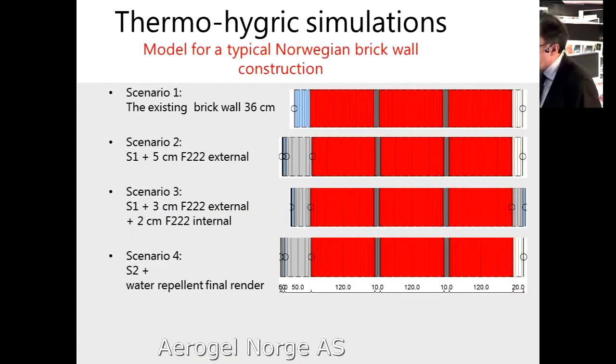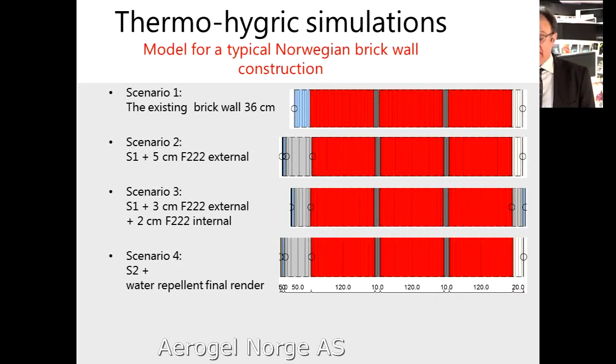We got information about the wall from Per Jäger. You see here we have made calculations for 4 different scenarios. The first scenario is the as-is situation here. The very first one is the as-is scenario with, you see, 3 big brick thicknesses, 3 bricks here with mortar in between, and then an inner and an outer render.